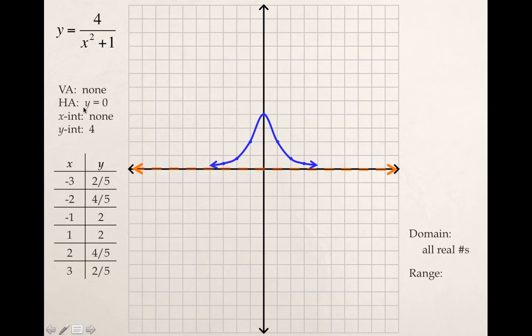Our range is still going to be affected by the horizontal asymptote, but instead of just saying y does not equal 0, when we look at this, we realize that there is nothing that is even below the 0. So our range really should be y is greater than 0, because the entire graph stays above my asymptote. So that would be our domain and range for this case. All real numbers for domain, y is greater than 0 for range.